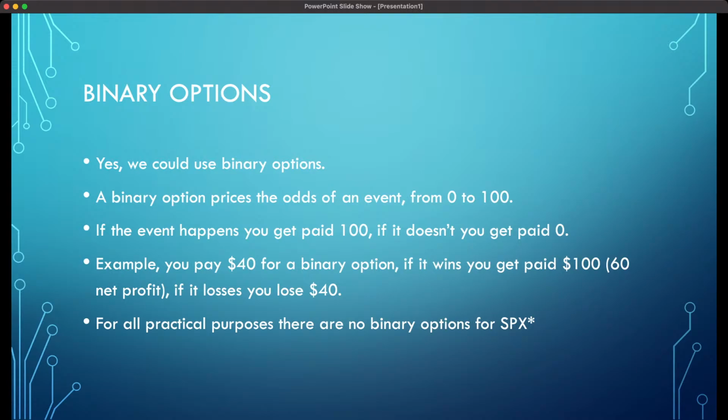The problem is, for all practical purposes, there are no binary options available for SPX. In fact, there are no binary options available for anything. And this is a historical artifact of massive fraud that happened during the 2000s. I don't know if you guys are young enough or old enough to remember what happened in the dot-com bubble around 2000. There was massive fraud with binary options. Everyone and their mother was doing binary options. Basically, binary options were the crypto of the 2000s.